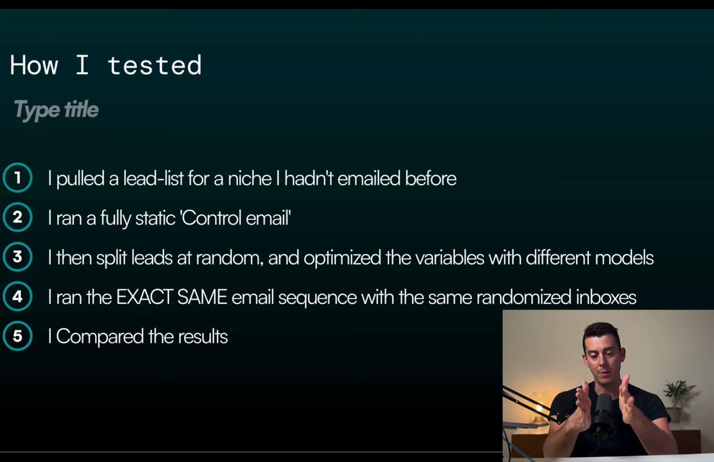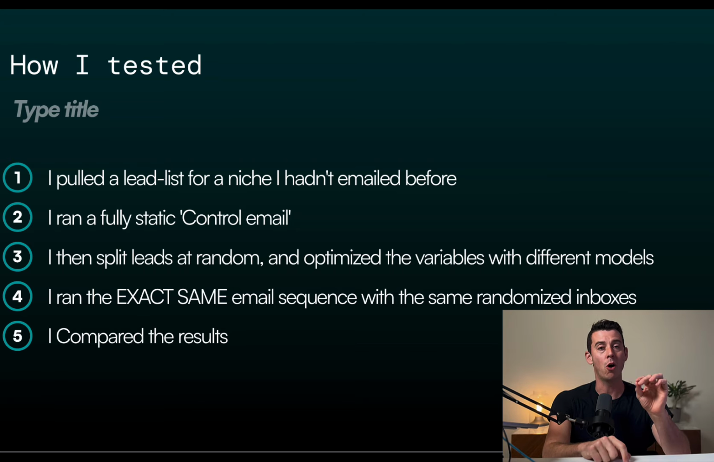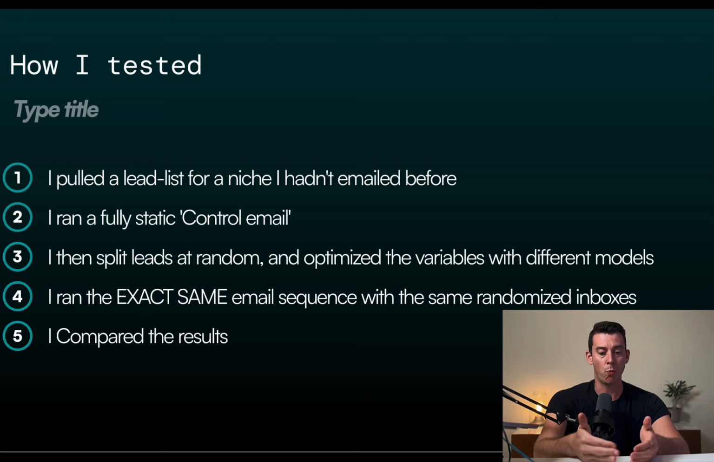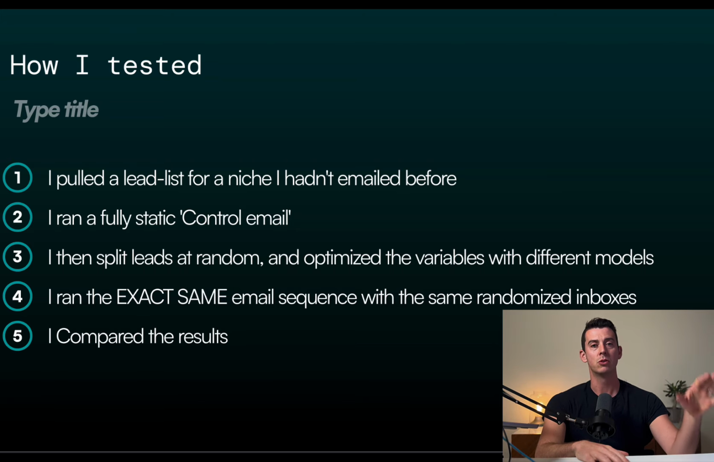So what I did, I took a chunk of leads and I emailed them a fully static offer that I know works. So this is like proven static copy and static openings. And I took one big scrape of Apollo and ran those leads. So I knew what this database and what this niche responded at, because every niche responds differently.